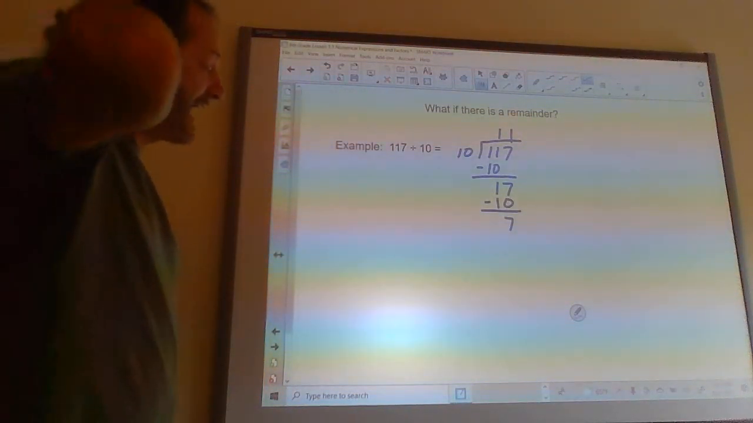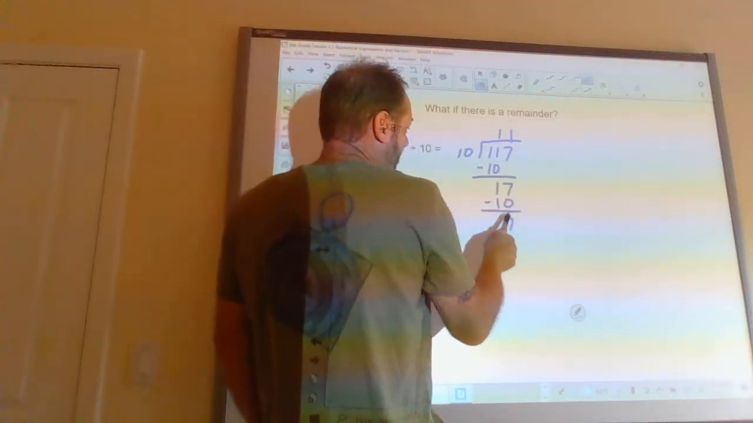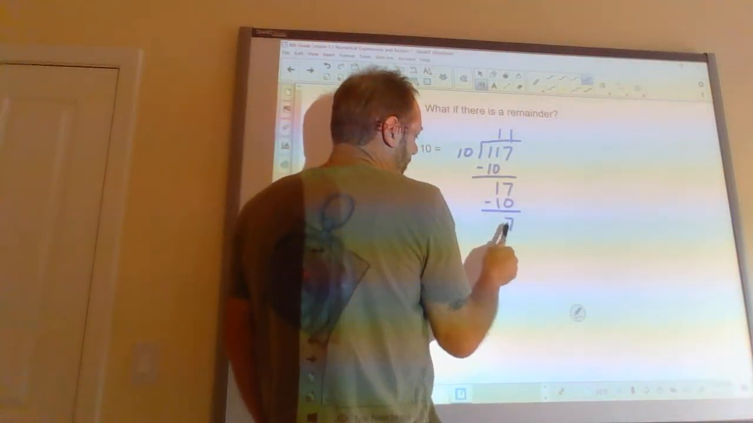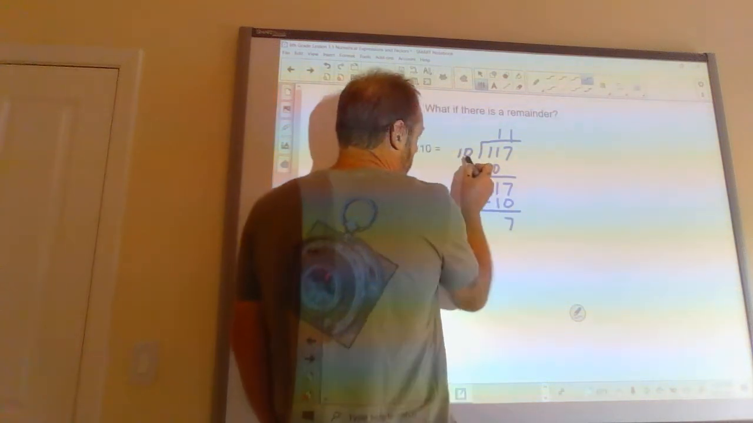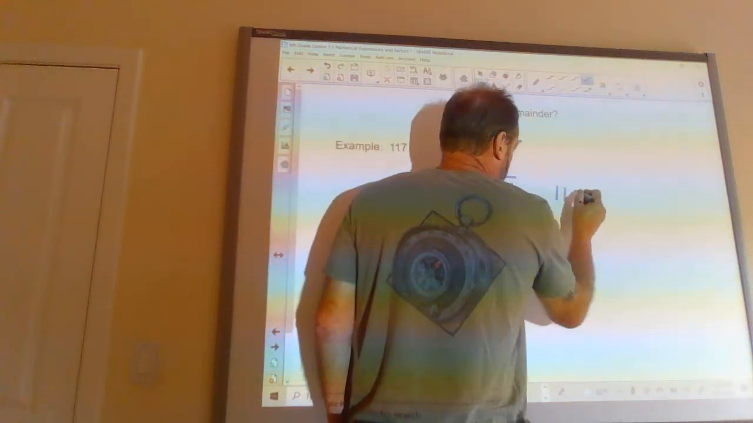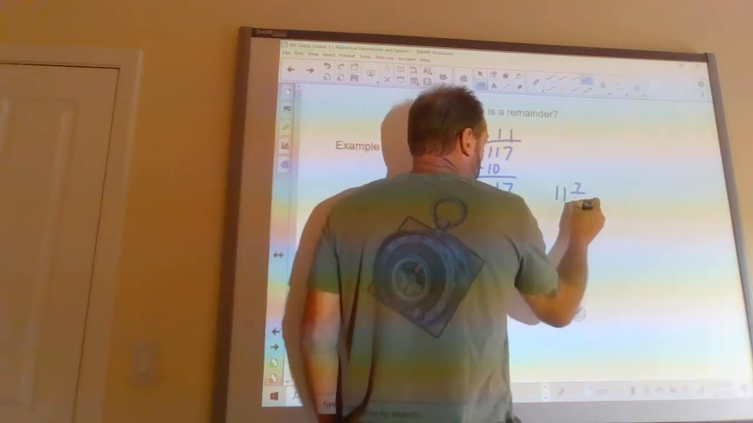I can write this as a fraction. So the answer is 11 with a little bit more, and that little bit more I'm going to take this and I'm going to put it over that, so my answer is going to be 11 and 7/10.